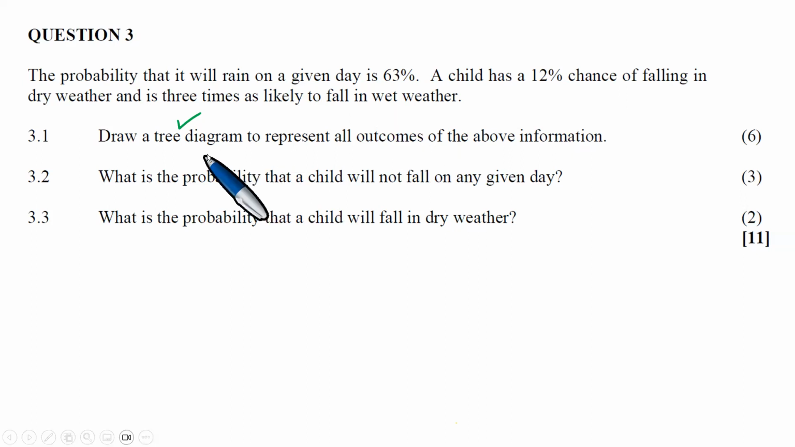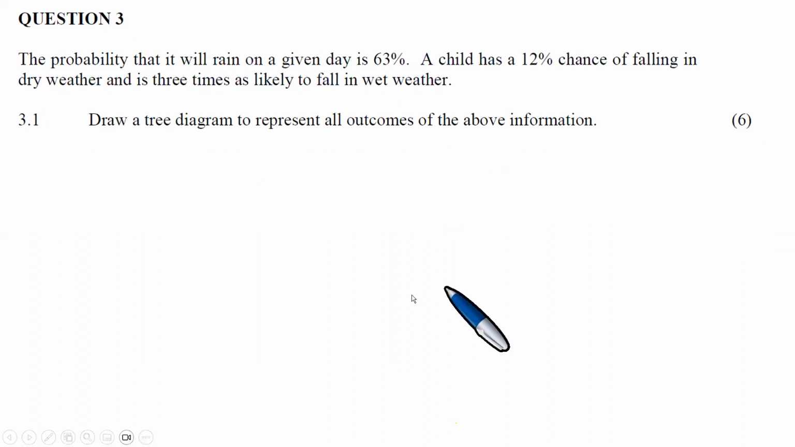Draw a tree diagram to represent all outcomes of the above information. Let's look at the tree diagram together. I want to ask you about tree diagrams and probability. You'll understand probability more. That's what the discussion is about today. So in 3.1, let's draw the tree diagram here.